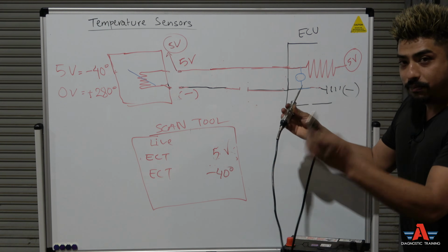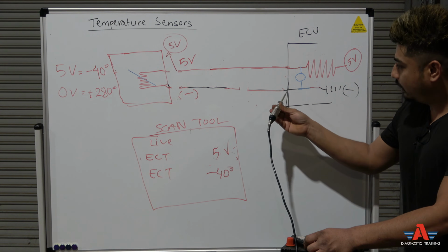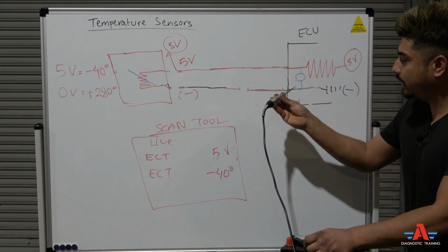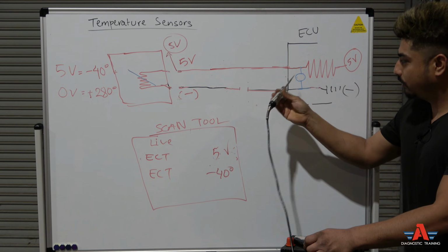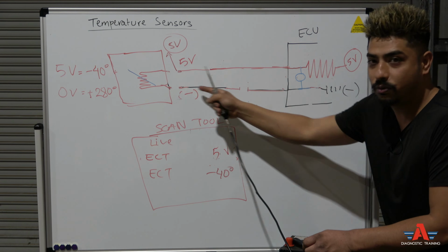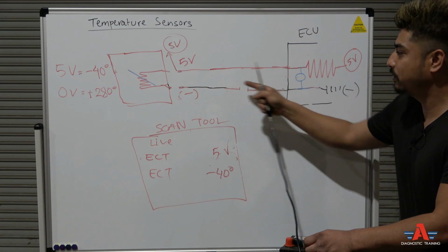Check battery positive with the test light. Check earth right there. Does the test light light up? Yes. So what does that mean? The problem is this wire. There's a break somewhere in that wiring.